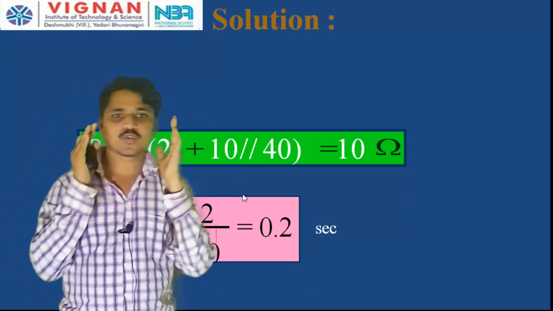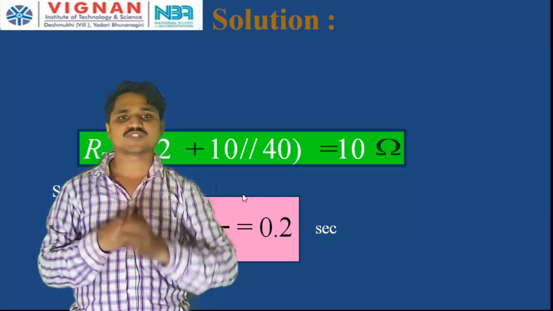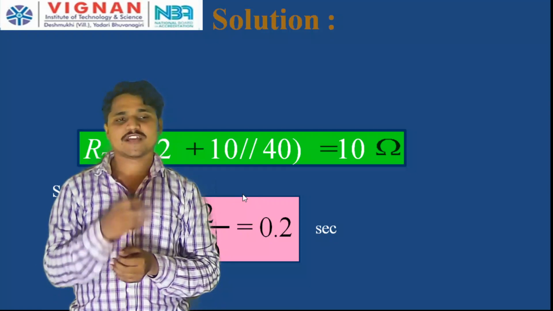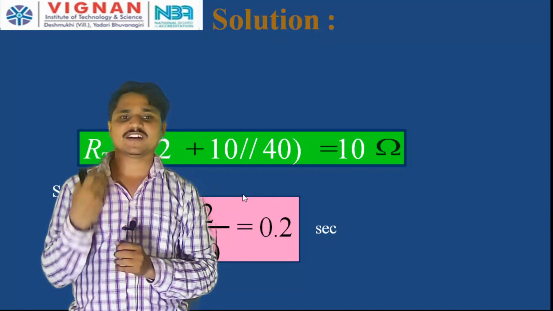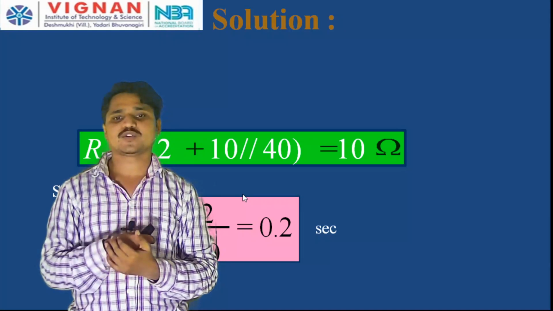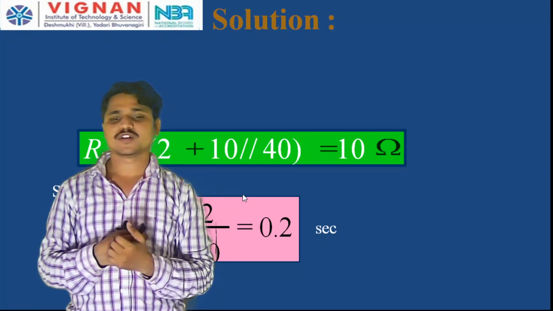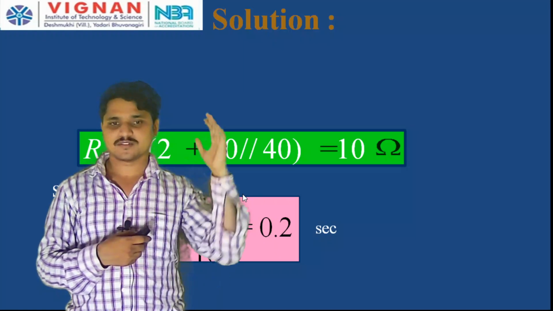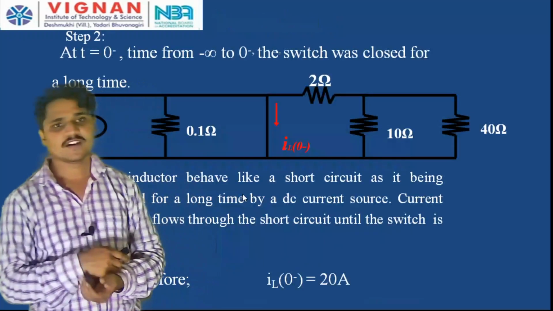That means the circuit takes 0.2 seconds as the time constant for the current decay. As I told you, the current decreases exponentially, and the time constant tells us at what rate the current is decreasing. So, 0.2 seconds is the time it takes to decrease the current from its maximum value, the initial value I naught, to 0.